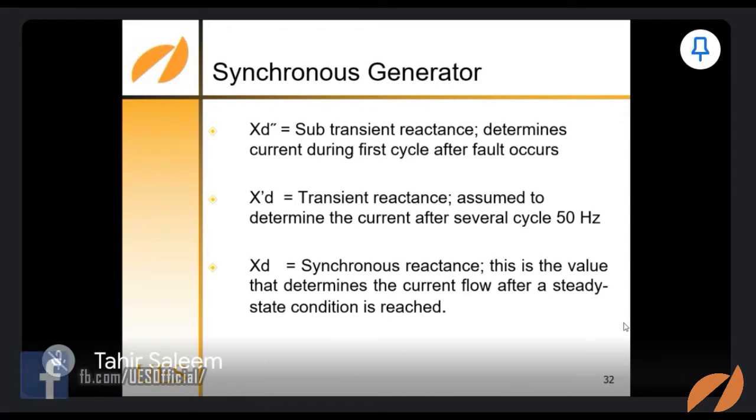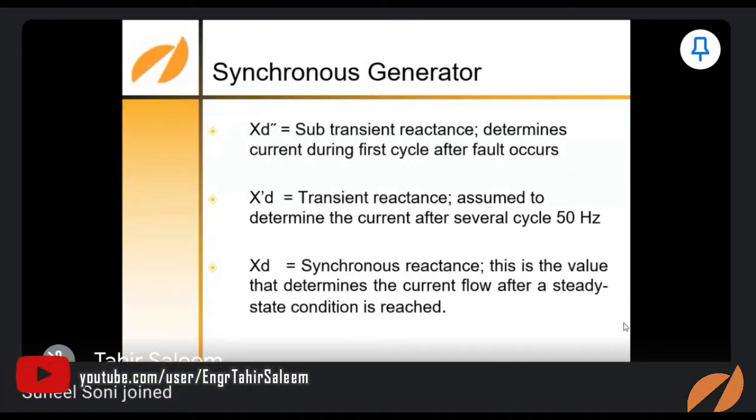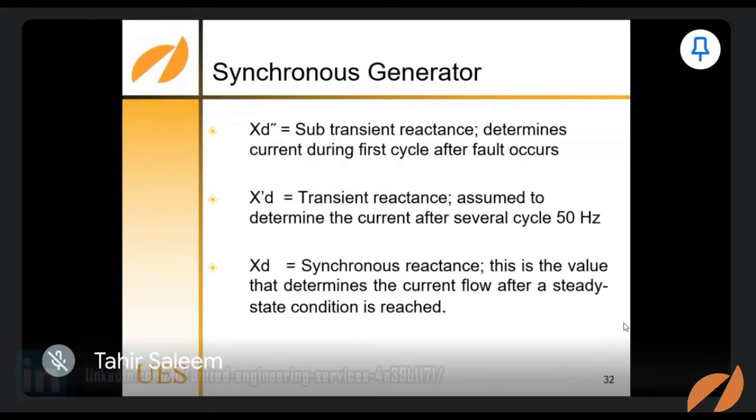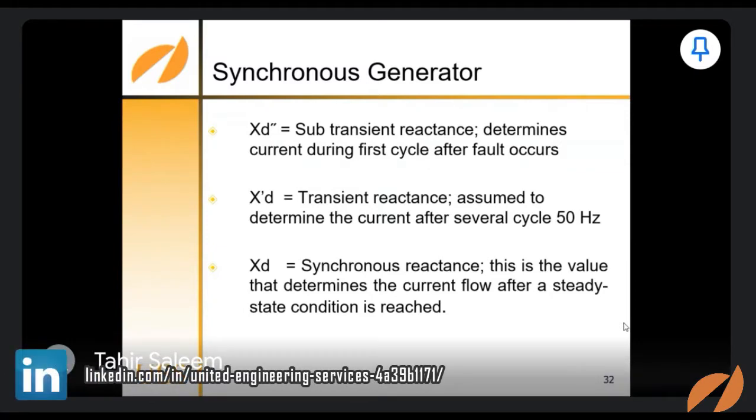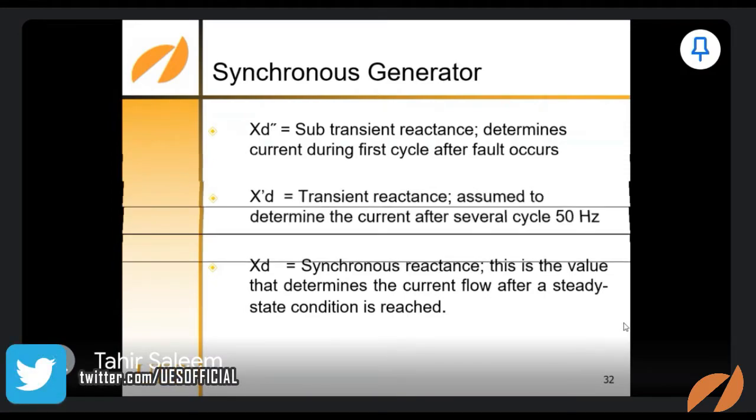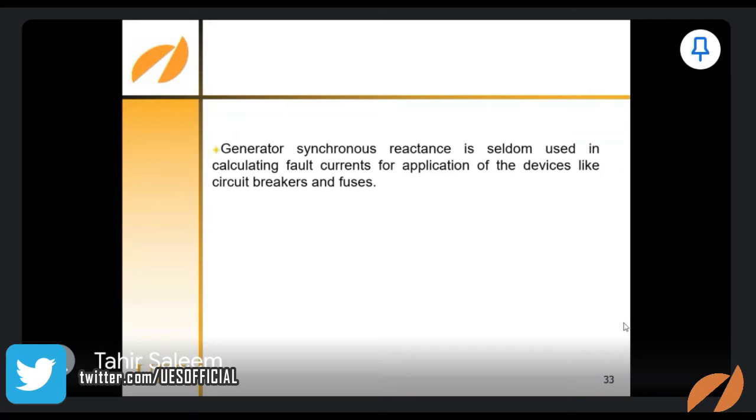Transient reactance is assumed to determine the current after several cycles, and synchronous reactance is the value that determines the current flow at steady state. So for our purpose, the sub-transient reactance, either you have to assume it or the component vendor will give you the sub-transient reactance of your component, maybe a generator and so on. Generator synchronous reactance is seldom used in calculating fault current for applications of devices like circuit breakers and fuses.